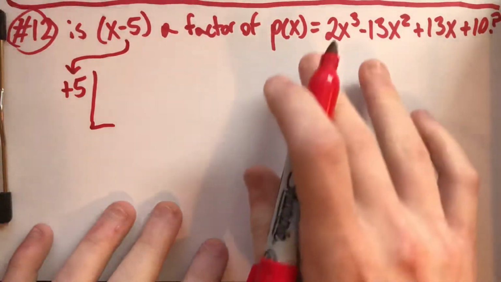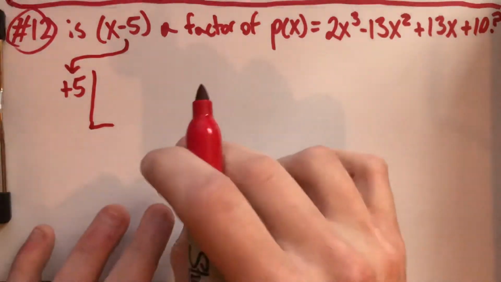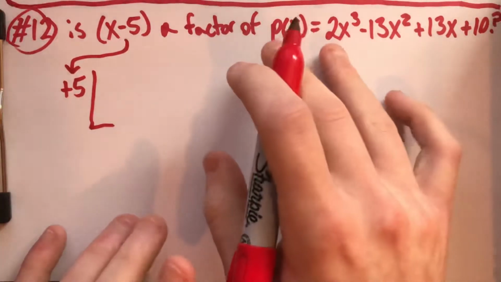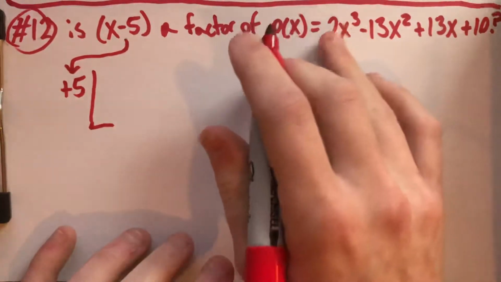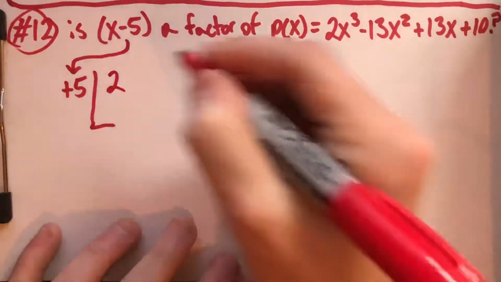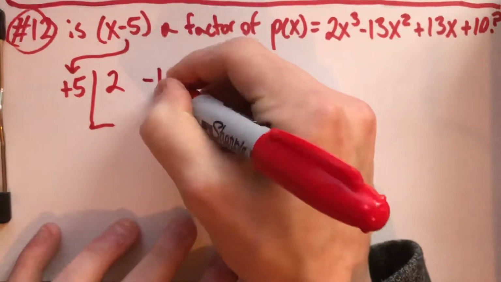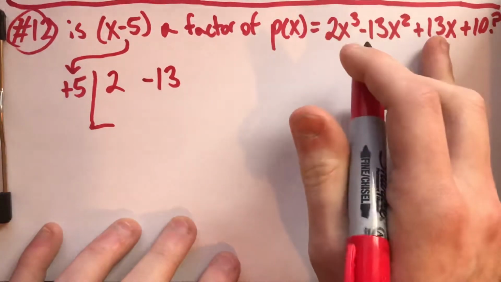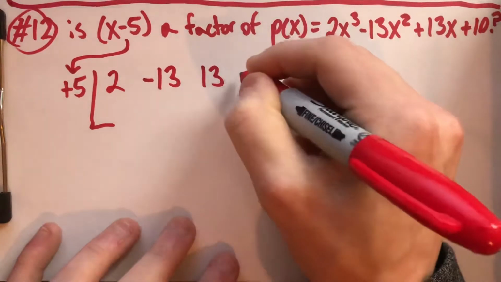Okay, now notice that instead of 3 coefficients, like all of our quadratic questions before on 10 and 11, now we're going to have 4: 2, negative 13, 13, and 10. So that 2 comes from the coefficient of x cubed, so we'll write that first. Negative 13x squared, the coefficient is negative 13. And the x term, the coefficient is 13. And then my ones place is just a 10.